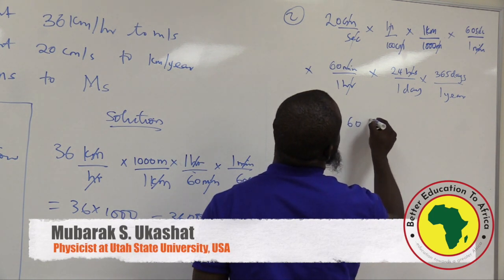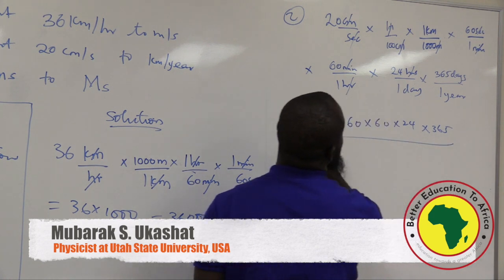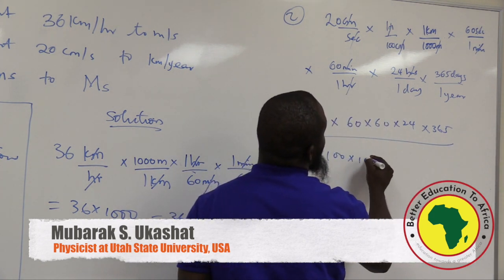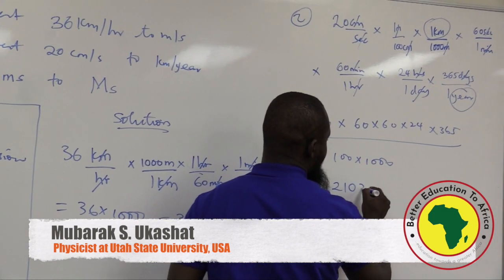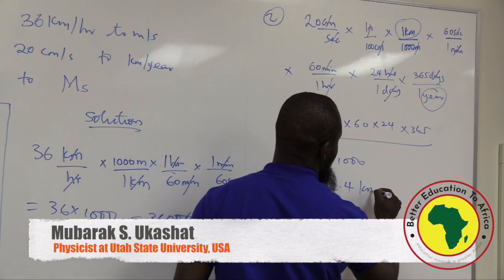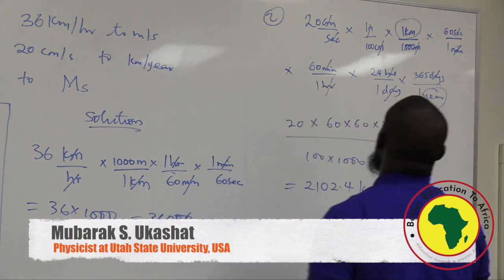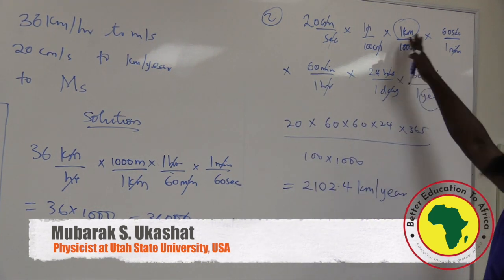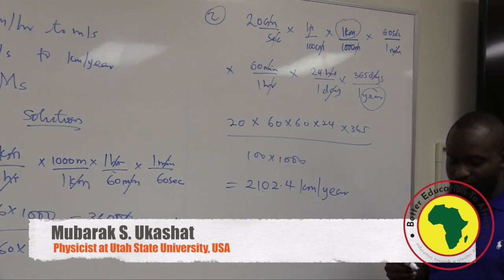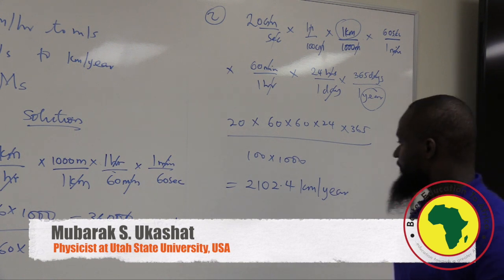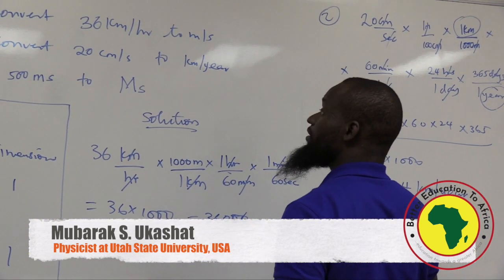Times 60 times 60 times 24 times 365 divided by 100 times 1000. Okay? This is going to give me 2102.4 kilometers per year. So as you can see, everything has cancelled out from everywhere except the kilometers and the year. Good. Now let's convert the third one.